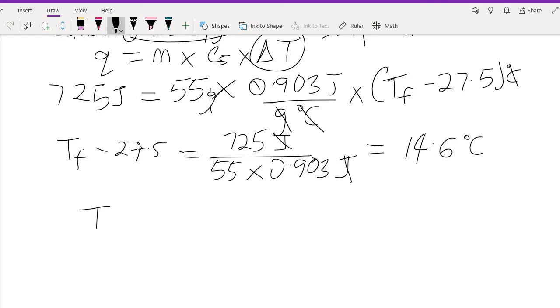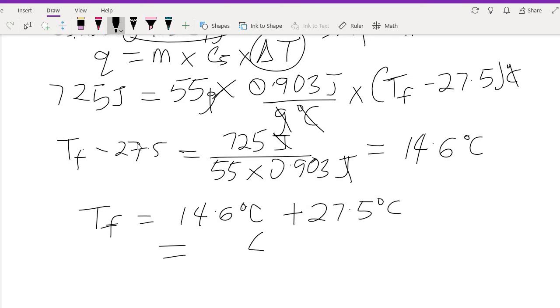And our T final is going to be 14.6 degrees C plus 27.5 degrees C, which gives us 42.10 degrees C. So the T final becomes 42.10 degrees C.